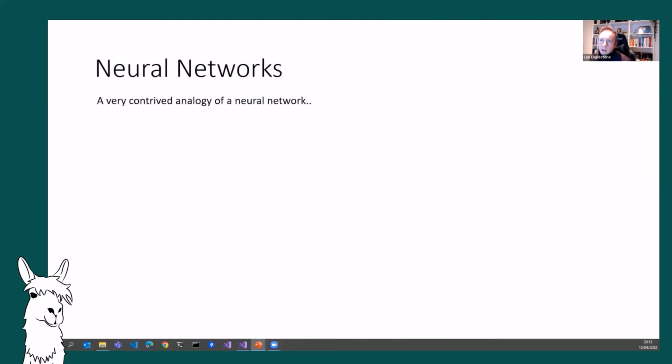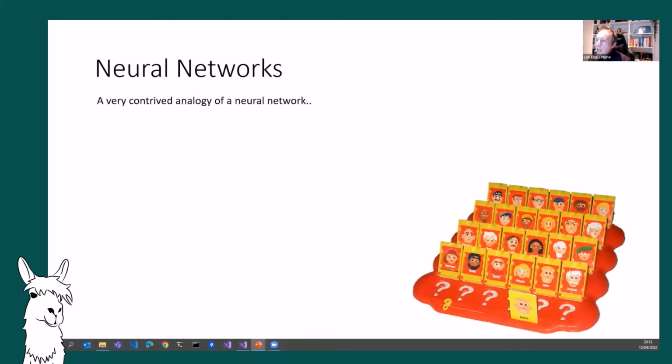Okay, so again, a bit more on neural networks. They can be a little bit of a tricky topic to describe, so I've got a bit of a contrived analogy to give you. If you've ever played Guess Who, and I'm hoping a few of you on the call have, the whole idea is that you have a selection of faces, your opponent has a selection of faces, and you choose a face that your opponent has to guess, and your opponent has got a face that you have to guess, and you have to ask a series of questions to get closer and closer to the answer.